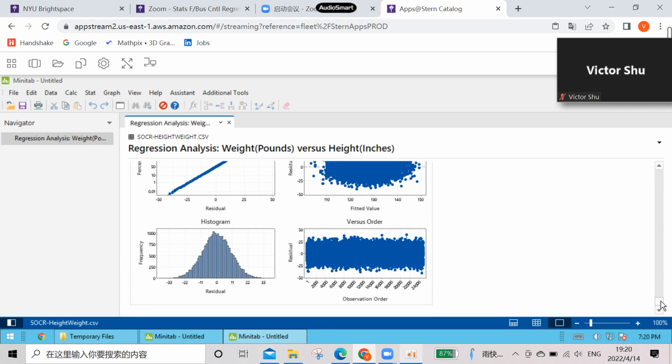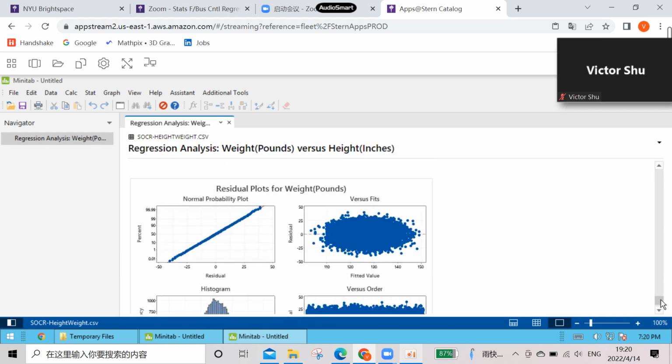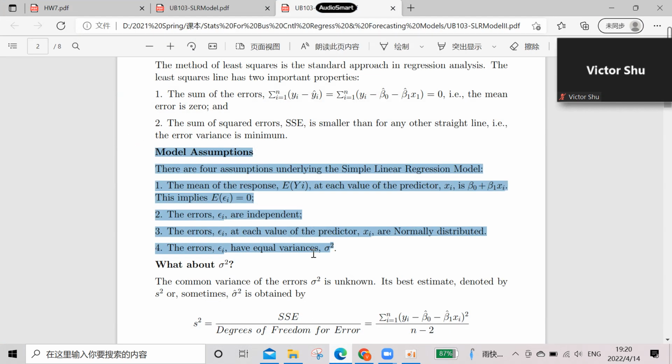Here's our residual output. So let's look at the first two. So basically the first one is a normal probability plot, which is what you also call a QQ plot. Let's review some concepts of the residuals. So basically the residuals are the errors between our models and the real life data, right?